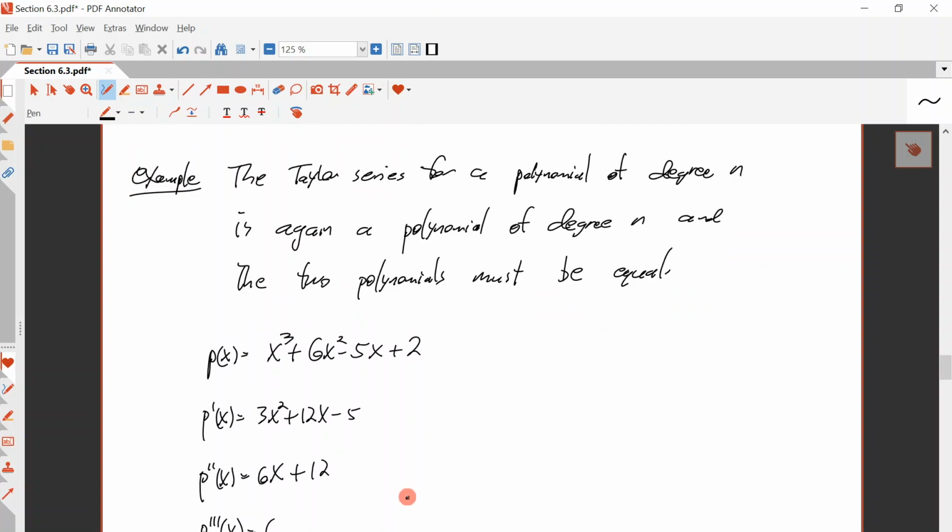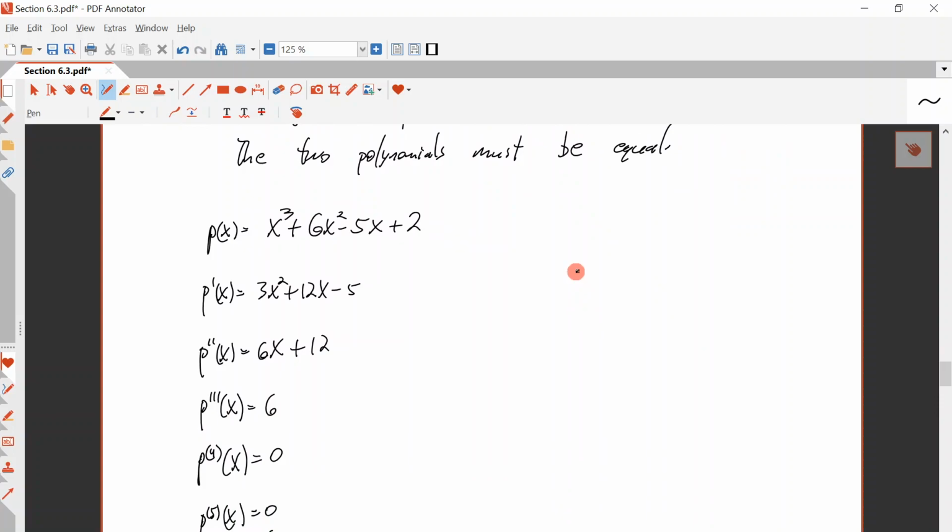So degree n at any center. At any center. So now let's do centered at 2 and centered at 1. So we need to look at not p of 0, but p of 1.